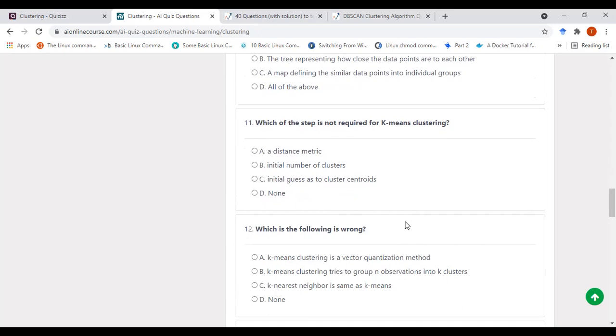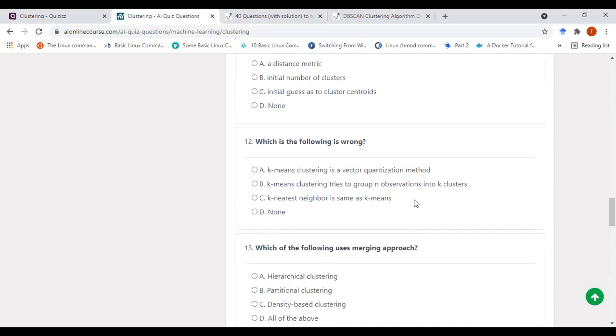Come on, see, you need a distance metric, obviously. You need the initial cluster. This is not what is required. Guess to kya wo khud calculate karega? Taking the average. Which of the following is wrong?